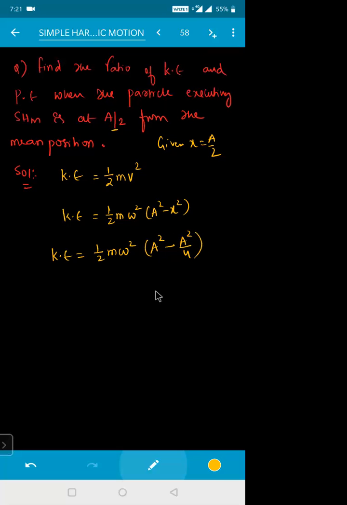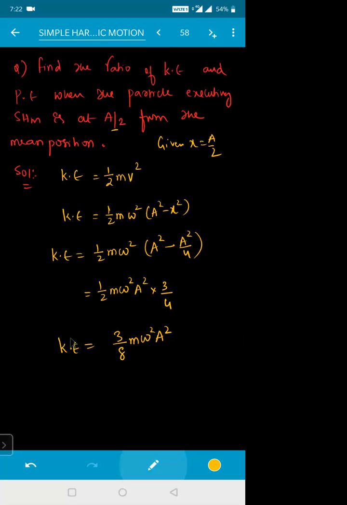So a square divided by 4, what does it become? So this is half m omega square into a square times 1 minus 1 by 4. 1 minus 1 by 4 is 3 by 4. So this will become 3 by 8 m omega square a square. This will be the kinetic energy.